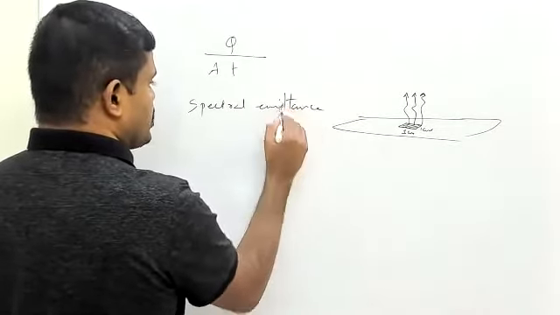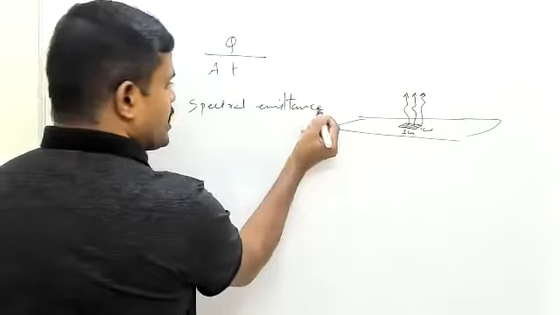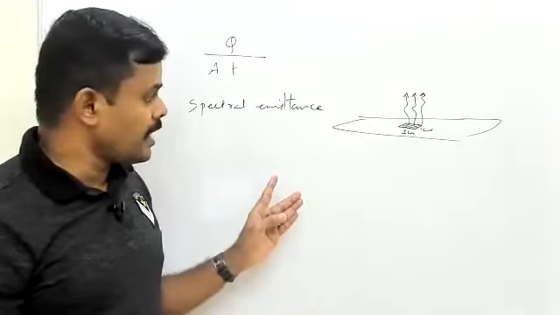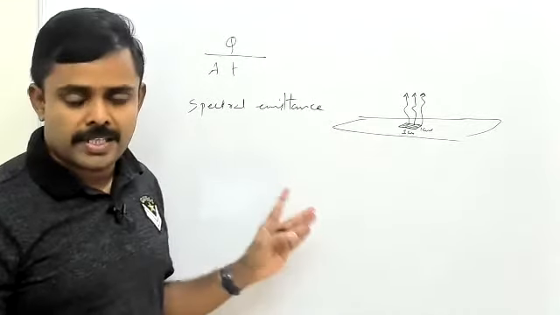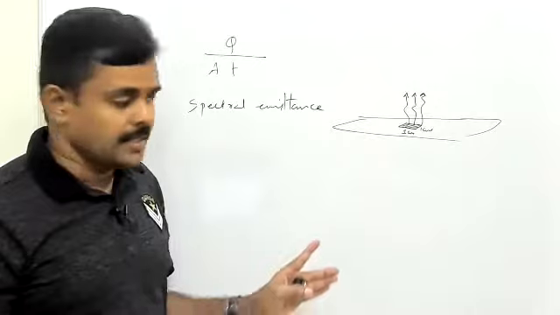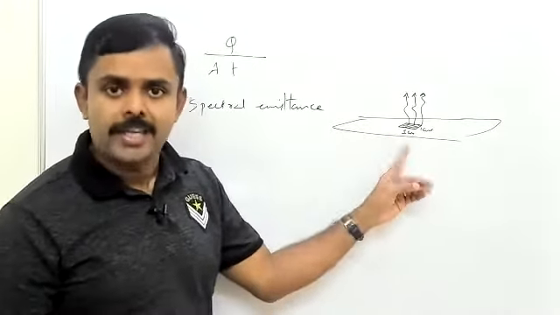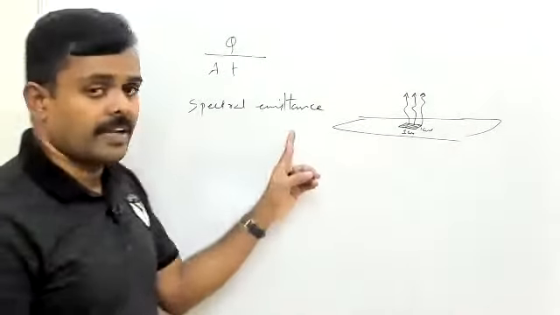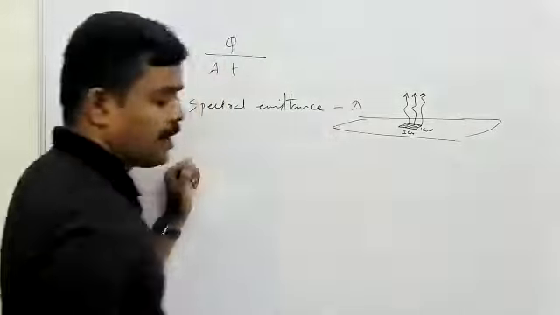So what is spectral emittance? You just have to know the term. That's it. There won't be numerical on this. The amount of energy radiated per area per second. That means from unit area of a body per second for one wavelength. This is for one wavelength, only for one wavelength, lambda.